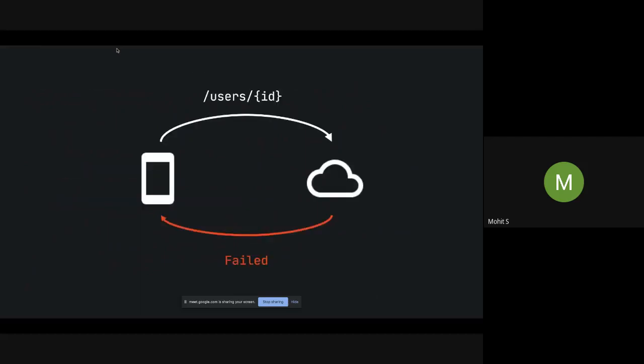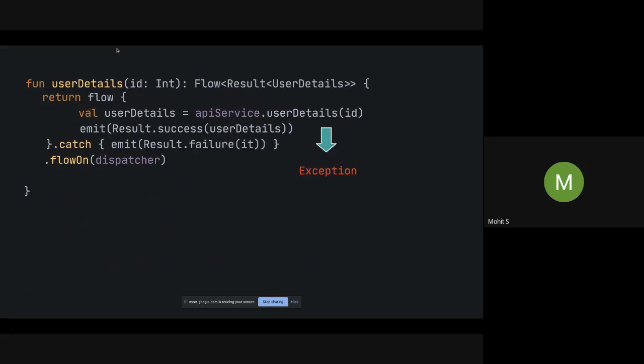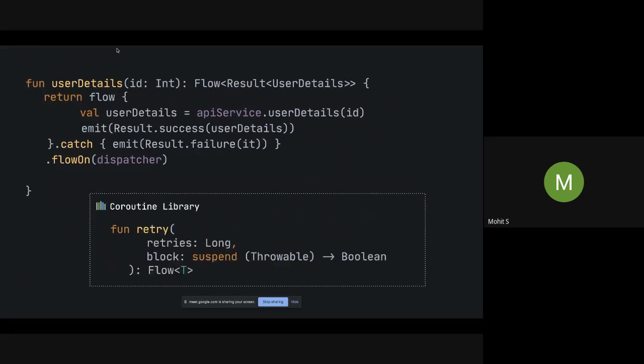When you do the API request and it fails, I want to retry two times. I could retry once, twice, so I'm going to specify it to retry twice. So how do we handle that? An exception gets thrown. The method that the coroutines library provides is this retry method, and it has two params. The first is the number of retries that you want to do, and the second param is a lambda block with a suspend keyword modifier, which specifies under what condition you want to do the retry.